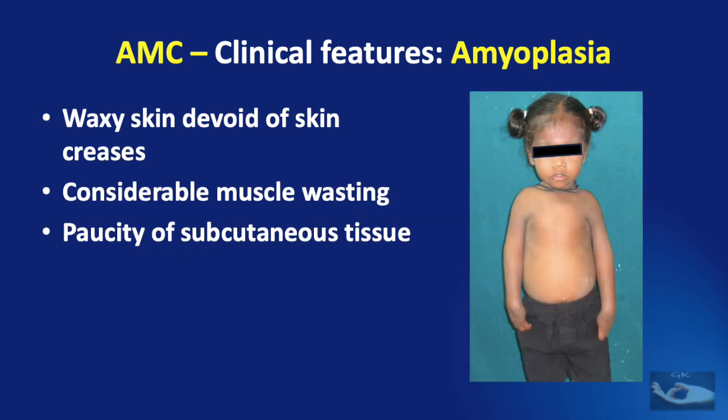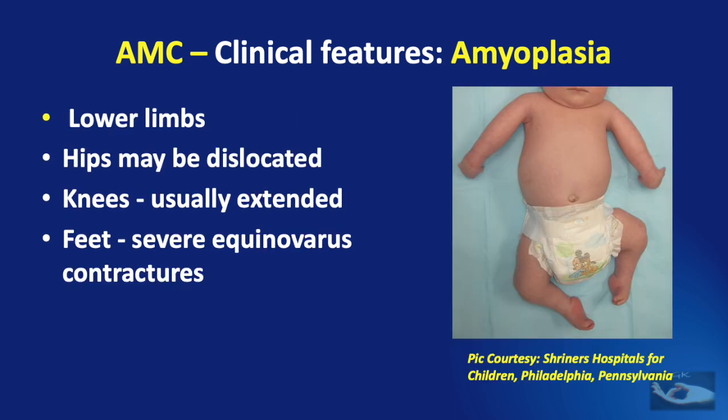The skin of these children is usually waxy, devoid of skin creases. There is considerable muscle wasting and, as we have seen, paucity of subcutaneous tissues. In the lower limbs, the hips may be dislocated, the knees are usually kept in extended position, and the feet may show severe equinovarus contractures.